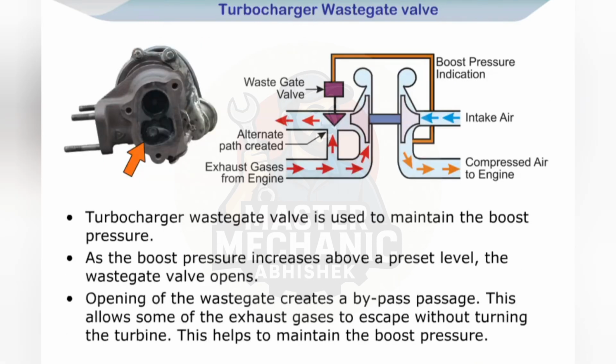Turbocharger waste gate valve is used to maintain the boost pressure. As the boost pressure increases above a preset level, the waste gate valve opens. Opening of the waste gate creates a bypass passage. This allows some of the exhaust gases to escape without turning the turbine.